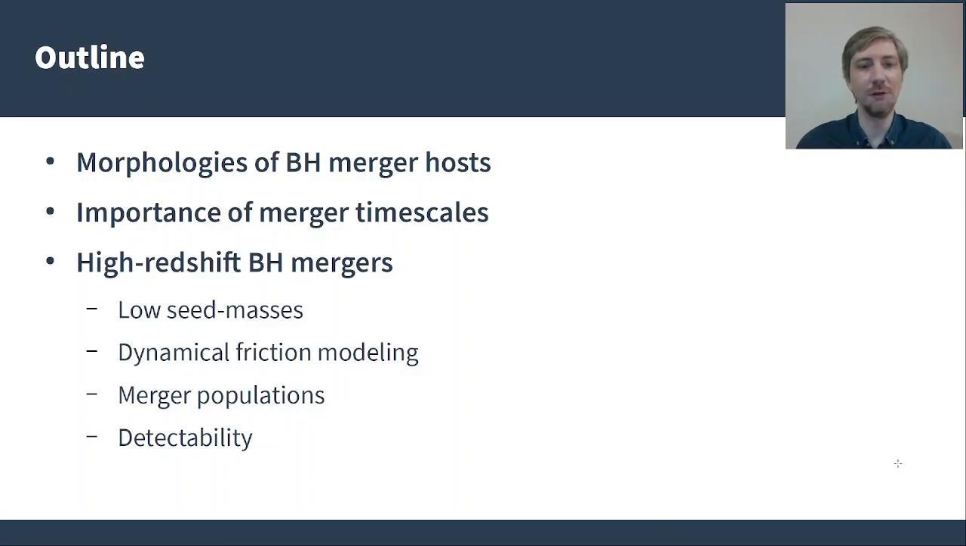To give you a brief overview, I'll start by discussing the morphologies of galaxies where supermassive black hole mergers occur. To tie in with that, I'll discuss the importance of incorporating the merger timescales in terms of understanding the galaxy morphologies and also general populations of black hole mergers. And then I will show some results from a brand new simulation looking at very high redshift mergers and incorporating low seed masses and dynamical friction modeling.